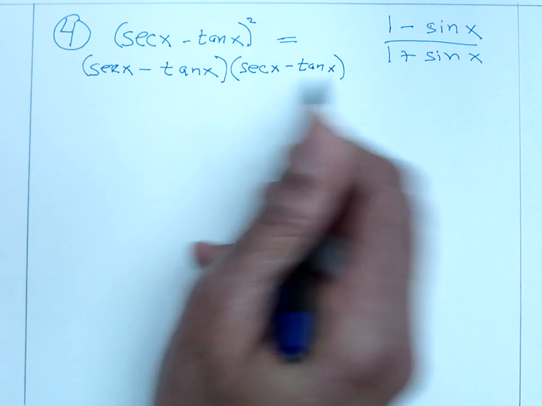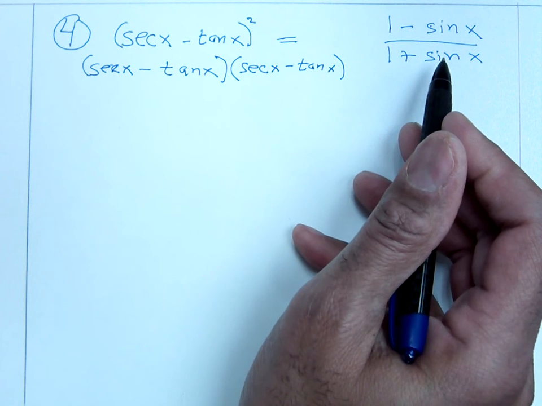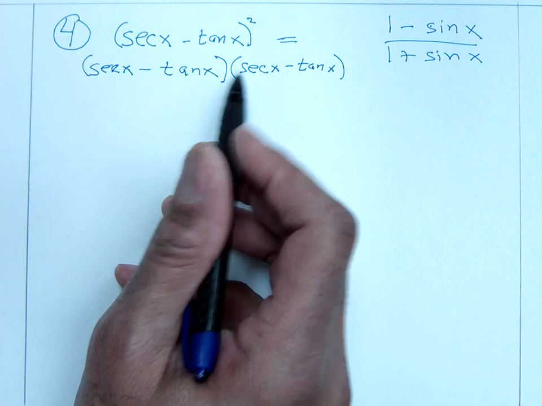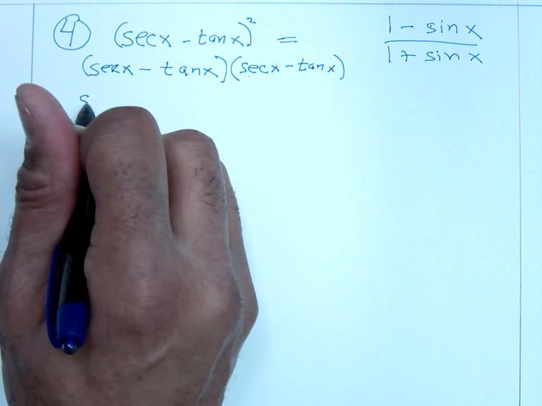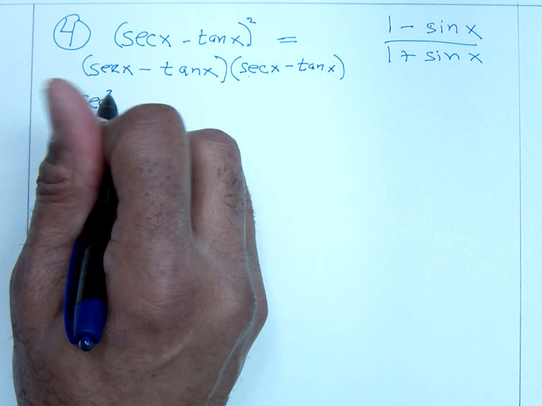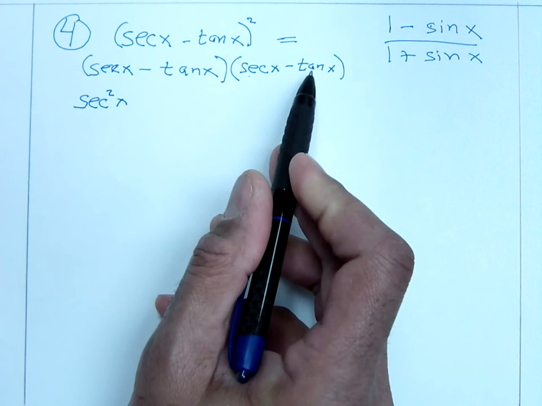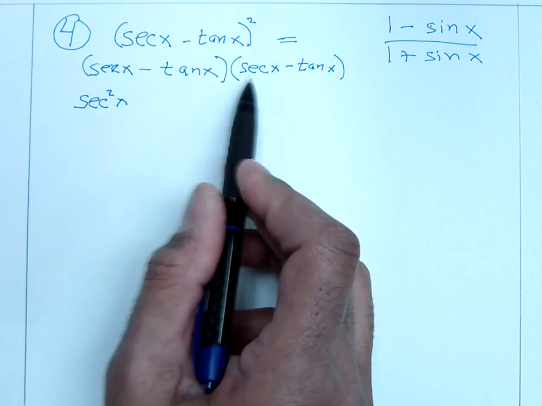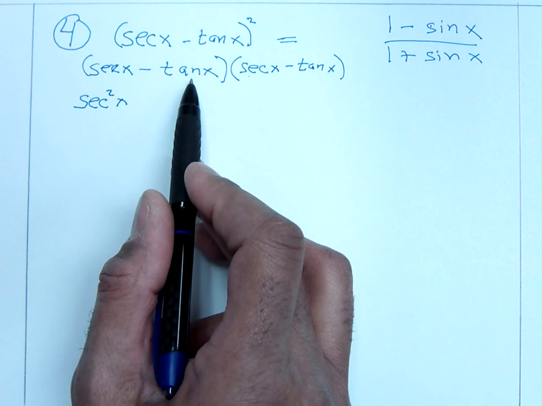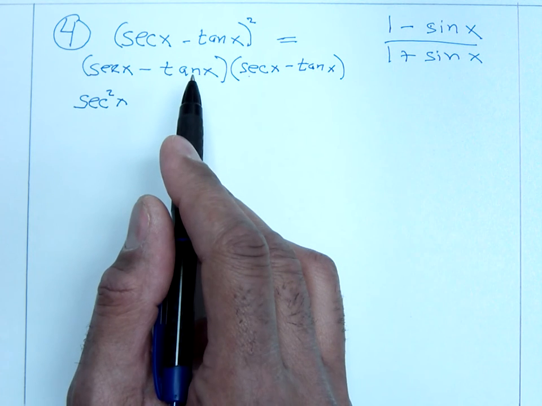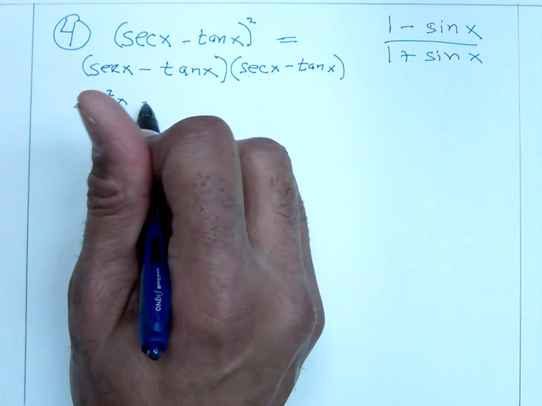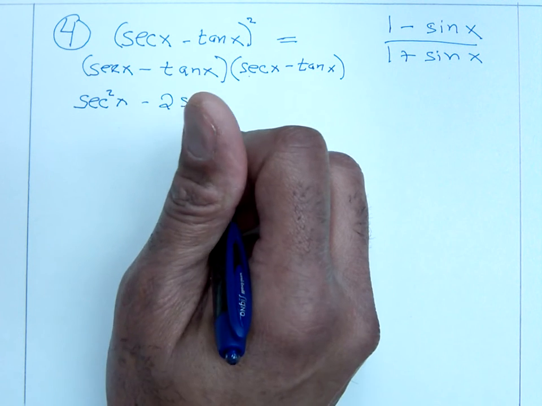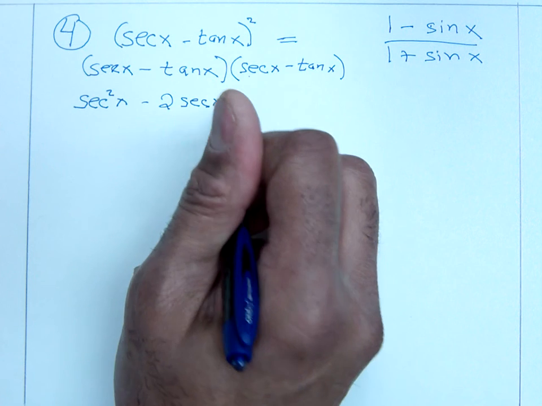And notice that I'm doing everything on this side, and I'm going to end up with what's on this side eventually. We're going to use FOIL again, or the distributive property. So first times first is secant squared, yeah? The outside is negative secant tangent, and the inside is negative secant tangent. So what's negative secant tangent and another negative secant tangent? Negative 2 times secant tangent.